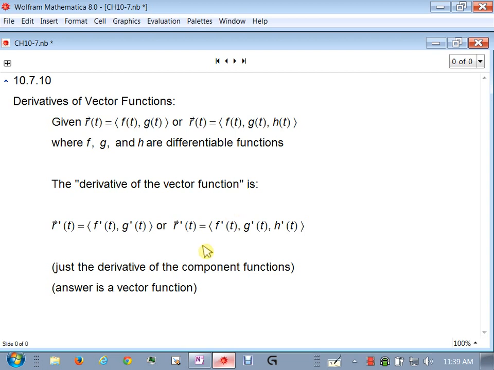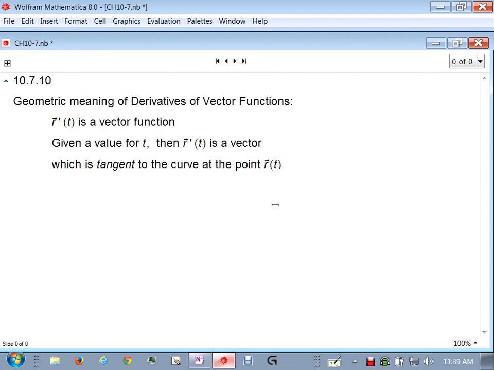And fortunately for us, the derivative of a vector function is just the derivative of its components. So you just take the derivative of each of the component functions. That's your derivative. So we don't have to do anything fancy. Now, you do have to remember how to take a derivative, though. So what is the geometric meaning of the derivative?